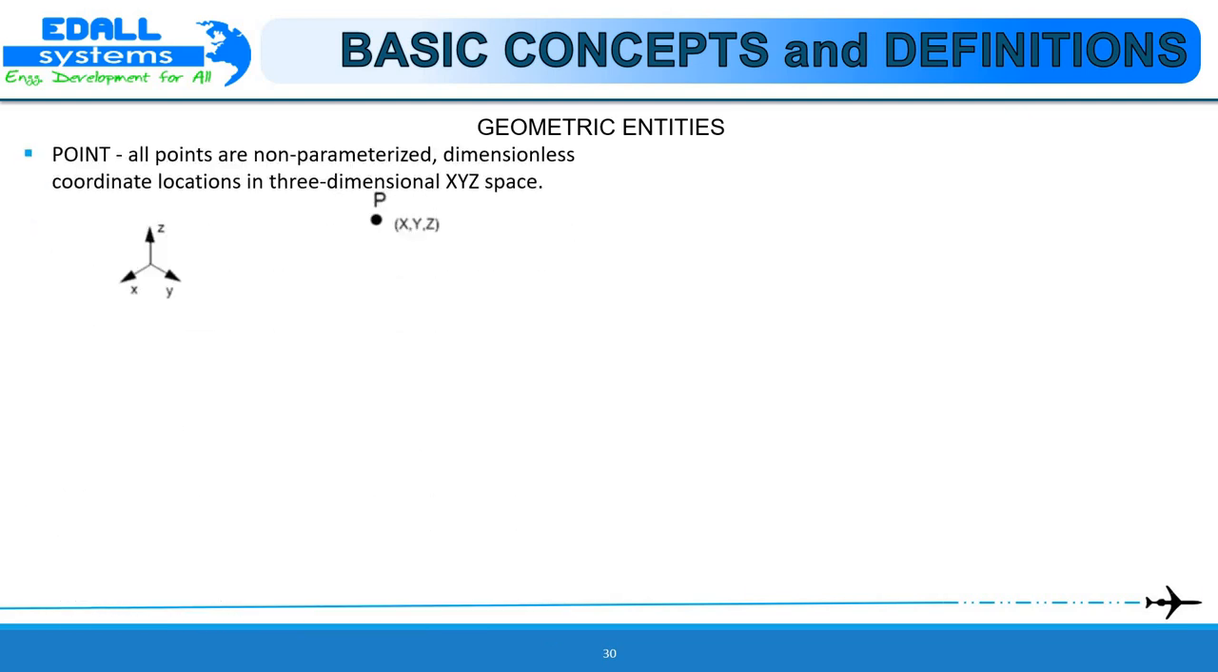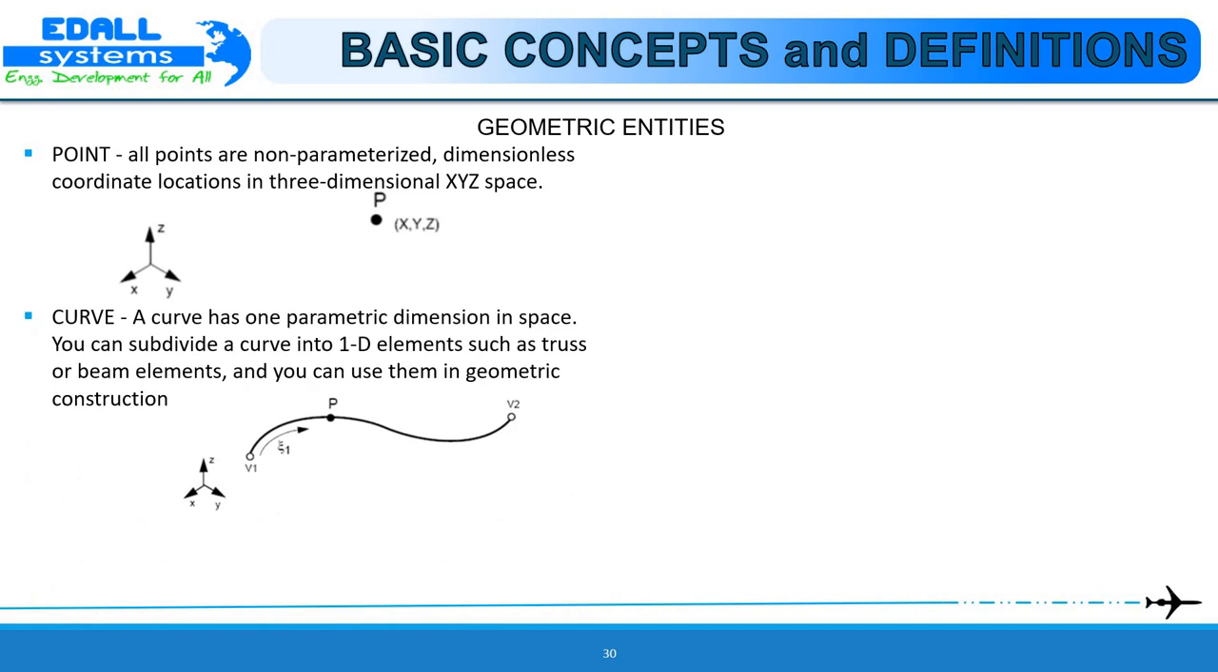Points. In Patran, all points are non-parameterized dimensionless coordinate locations in three-dimensional XYZ space. You may use points by themselves to create point elements such as masses and to construct higher-level geometric entities. Curves. A curve has one parametric dimension in space. You can subdivide a curve into 1D elements such as truss or beam elements and can use them in geometry construction. A curve has one parametric variable used to describe the location of any given point P along a curve as shown below.